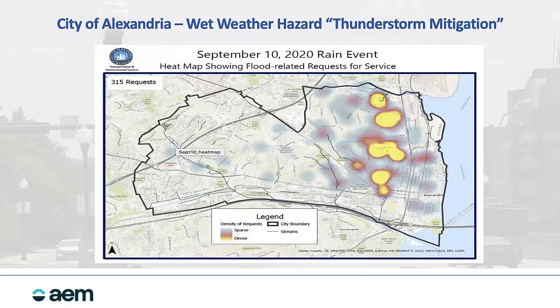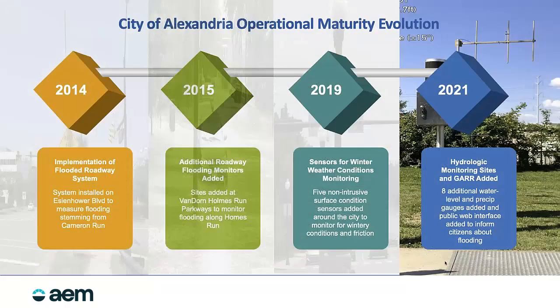So how do they monitor these types of events? You can kind of see hanging out in the timeline there, as we're progressing here, a precipitation and water level monitoring gauge. The city recently, just this year, added 8 additional water level and precip gauges and a public web interface to inform citizens about flooding. That's a really recent thing that's happened. It's still in progress, and we're helping them get that out and publish it to the public. So it's a work in progress.